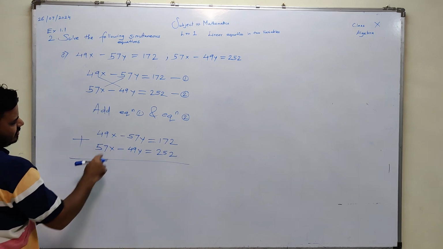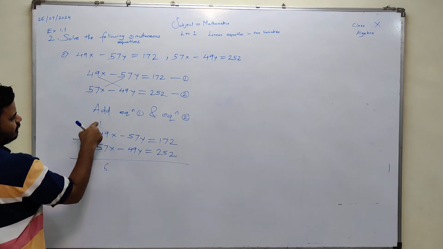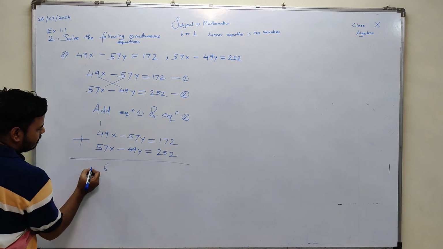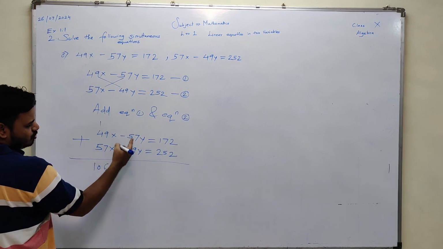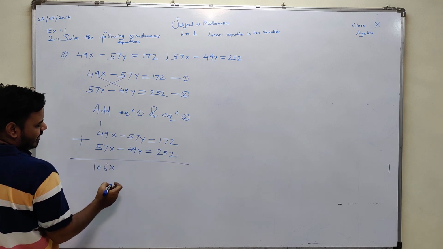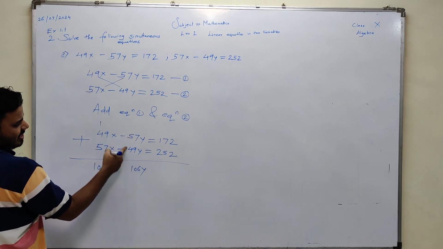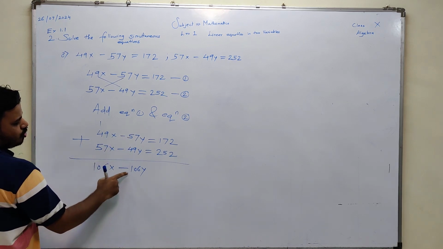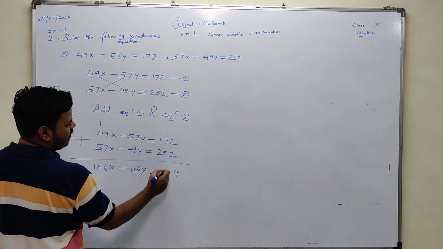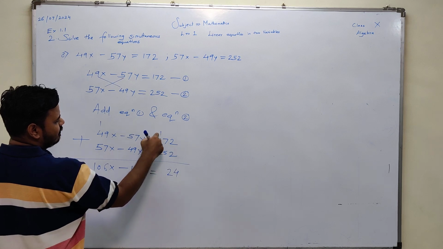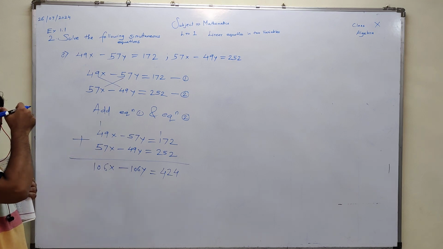So after adding, what we will get? 9 plus 7 is 16, 1 carried. 5, 4, 9 plus 1, 10. So this will become 106x minus minus, both the signs are same, so addition. 57 plus 49 is what? 106y, and both the signs are same, so it will carry the common sign. So this will also be minus, is equal to 2 plus 2 is 4. 7 plus 5 is 12, 1 carried. 2 plus 1, 3 plus 1, 4. It is 424.